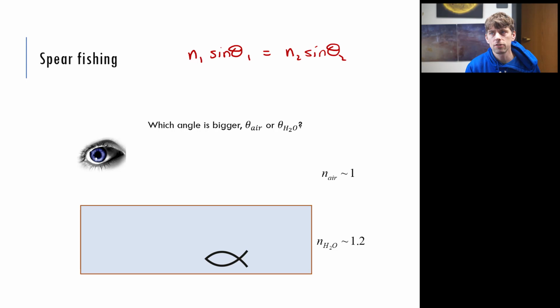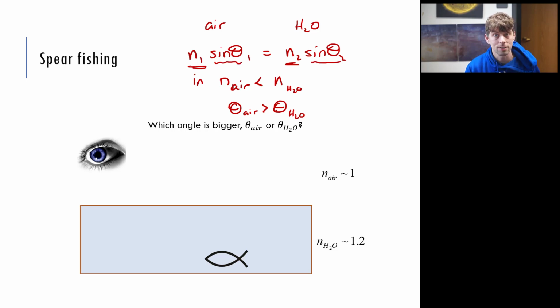You could say if these two quantities are to be the same, so let's say that this side is air and this side is water. Okay? If N air is less than N of H2O, the index of refraction of air is less than the index of refraction of water, that means the angle in the air must be larger than the angle in the water. Right? If this is smaller than that, then the sine must be larger than the other sine.